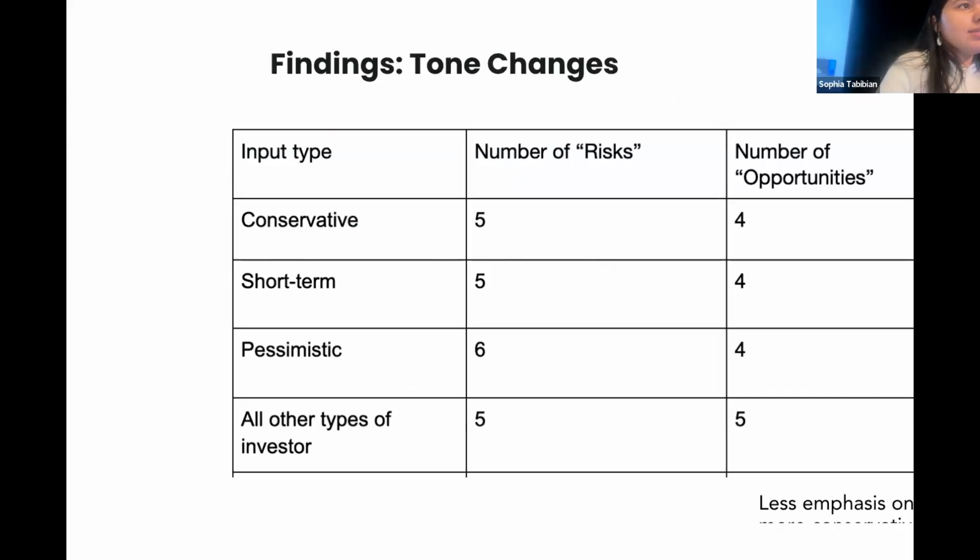So each time I asked Copilot to summarize the proposal, I evaluated the risks and opportunities, as I mentioned. What I found is that there was less emphasis on opportunities for more conservative types of investors, such as conservative, short-term, and pessimistic. For all the other types of investors, it gave me the same number of risks and opportunities from the document, which shows how the tool really adheres to the role of the investor.